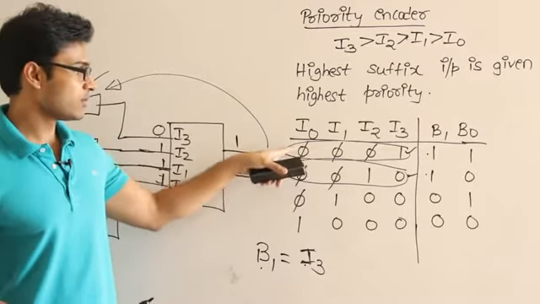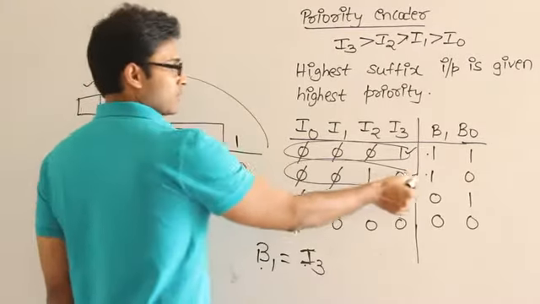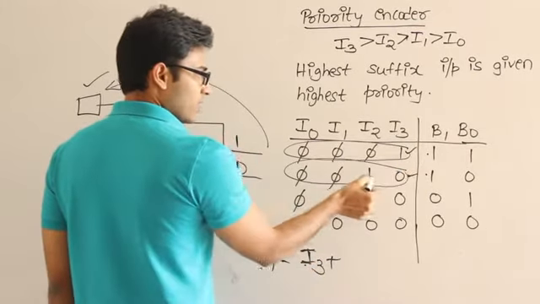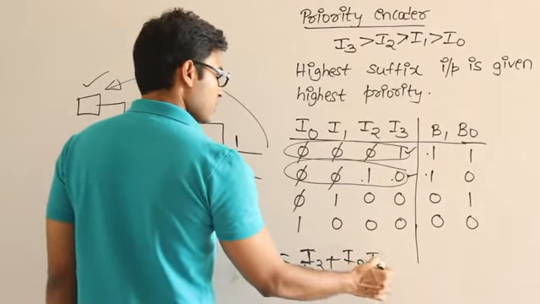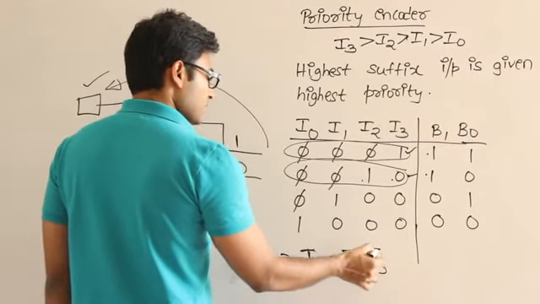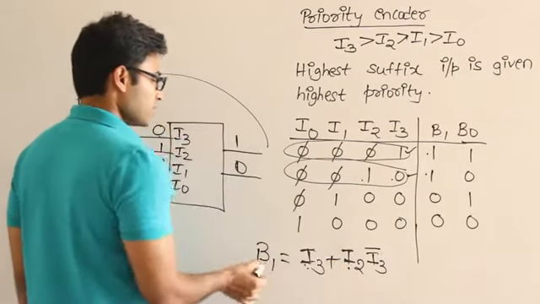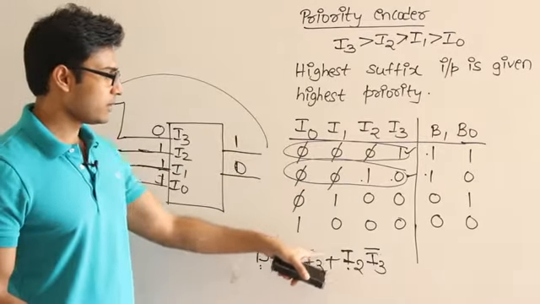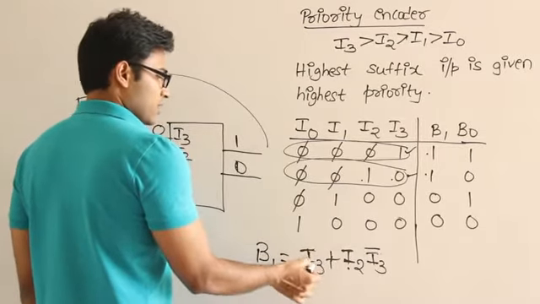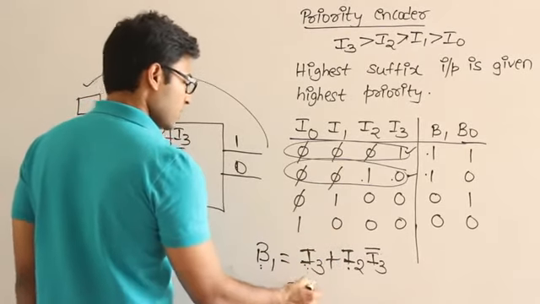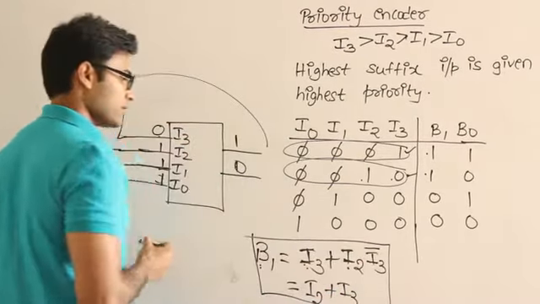And I don't care about the remaining, so you need not add them. If you add them, you would unnecessarily have to put in more terms, right? Then what about this one? This one says whenever I2 equals 1 and I3 equals 0. So why is this one added? In case I3 equals 0, then you check the I2 bit. If I2 equals 1, then again B1 is 1. That is how these two are representing I3 plus this one. Now by simplification, you just distribute I3 over the AND and OR, and what do we get? We get I2 plus I3, right? So simply B1 is nothing but an OR gate, isn't it?